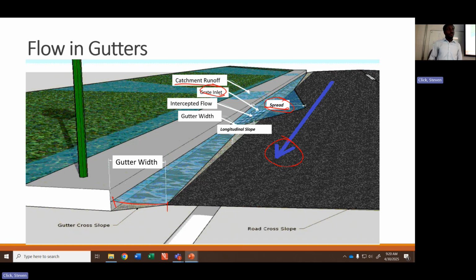And we have various types of inlets that we'll be talking about later. And there's this thing called intercepted flow. As the water moves from this section coming here, there's a section of the water that's intercepted and enters the inlets, and there's some that continues along after the inlets. So the water that's intercepted by that inlet is what is referred to as the inlet flow. I think I've talked about everything.